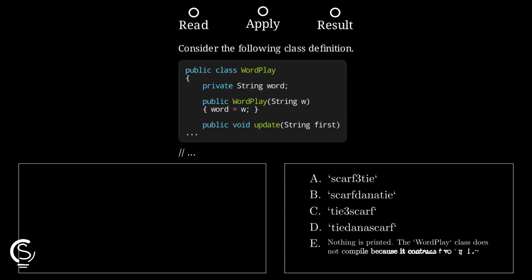First, we initialize our object with the string bandana. Then we call the update method with 2 arguments, d and tie. This finds the index of d, which is 3.